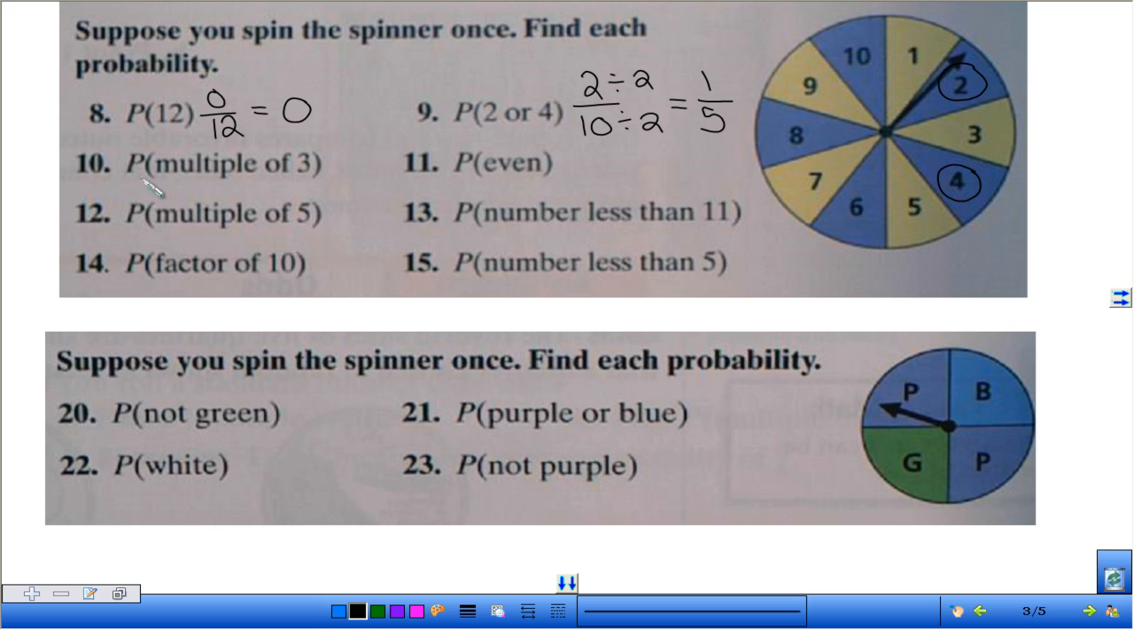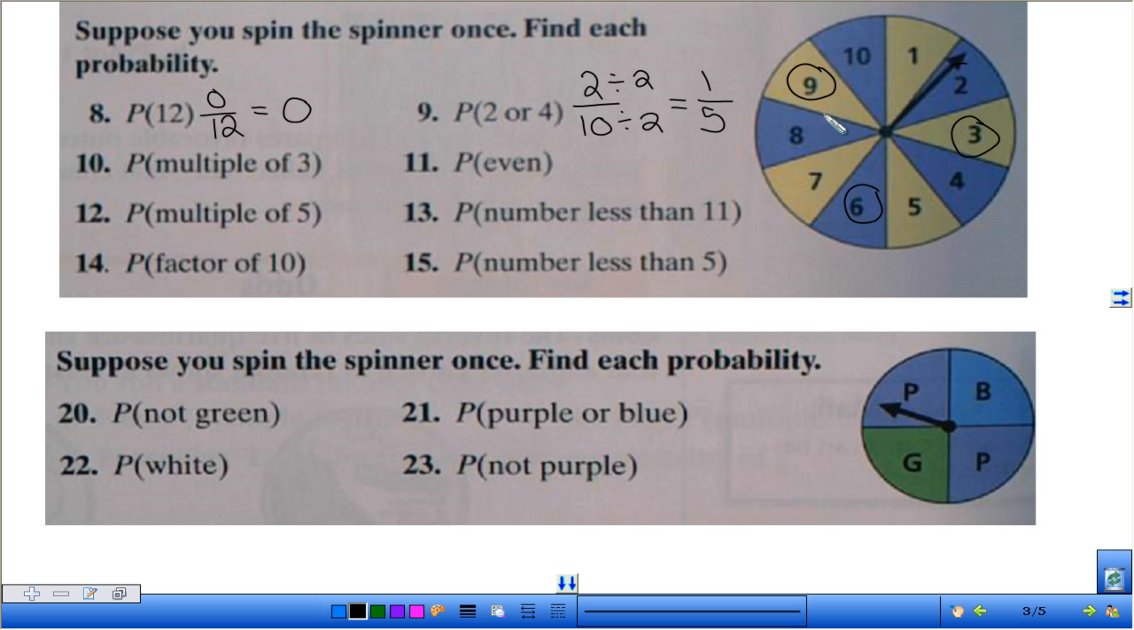What's the probability of spinning a multiple of 3? So we need to come over here and find all of our multiples of 3. Well, 3 times 1 is 3. 3 times 2 is 6. 3 times 3 is 9. Are there any more? No. So our multiples of 3 are 3, 6, and 9.